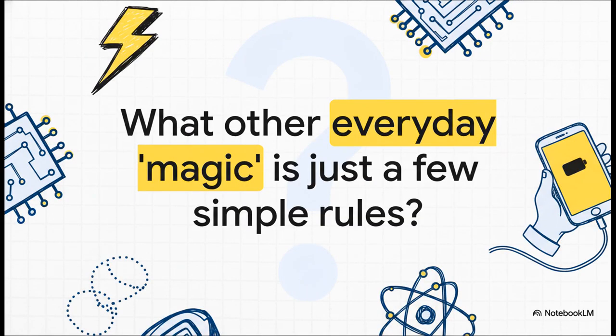So there you have it. We went from the absolute basics of electricity, through its fundamental grammar, and all the way to the charger that's probably sitting right next to you. It kind of makes you wonder, right? What other pieces of everyday magic that we just take for granted are really just a few simple rules put together with a little bit of cleverness?